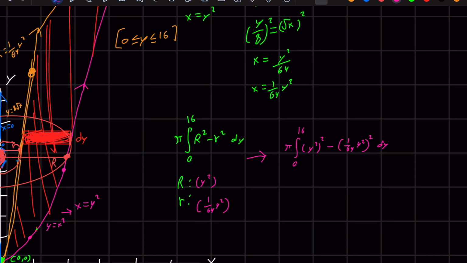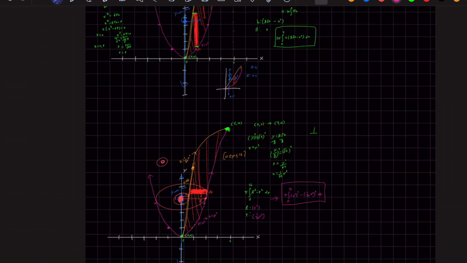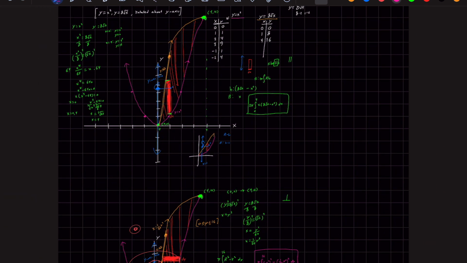Again, I'm not going to take the time to integrate it just because it's going to take a little while, but these are two ways that you can solve this volume problem.